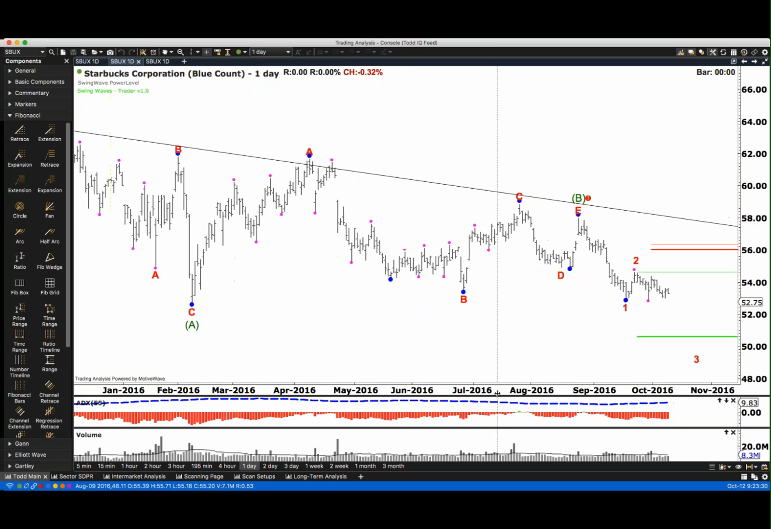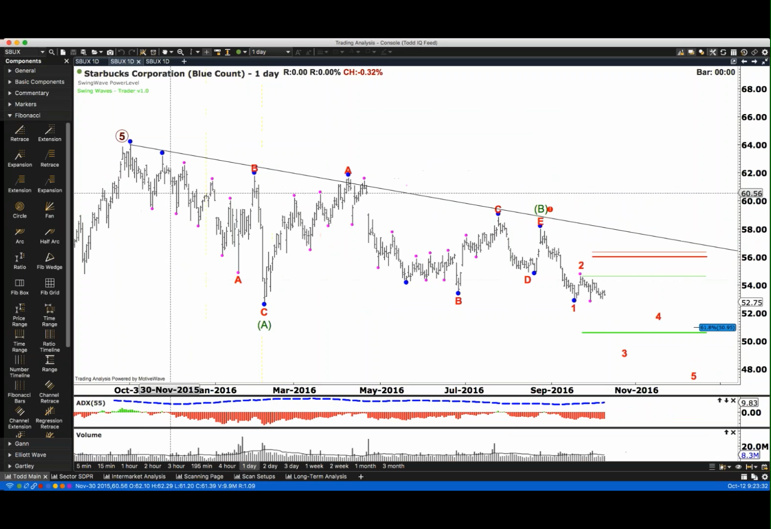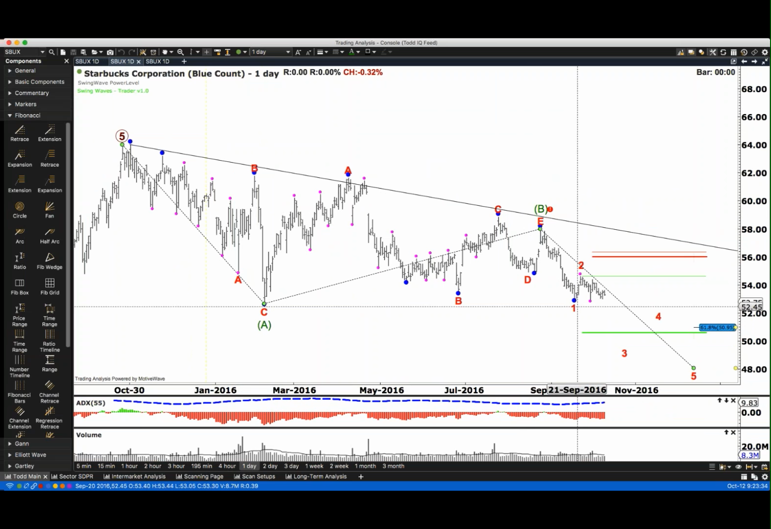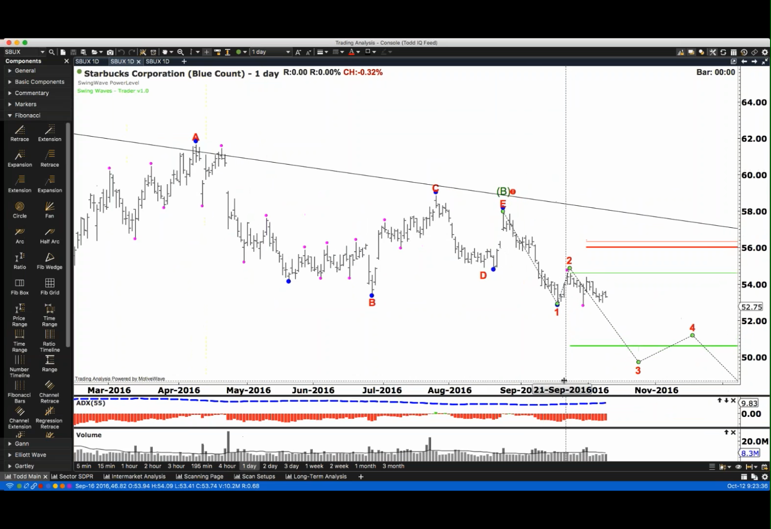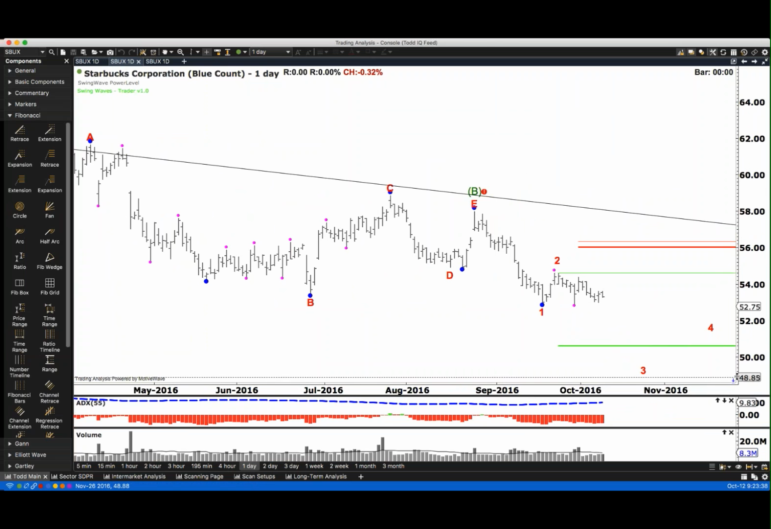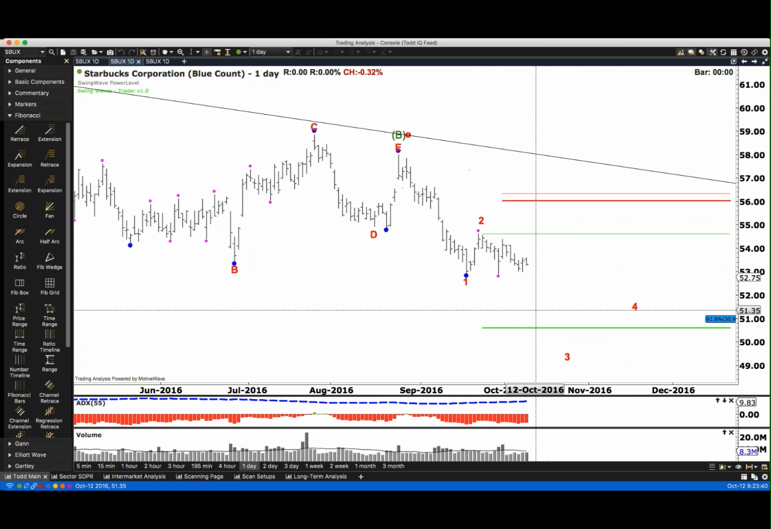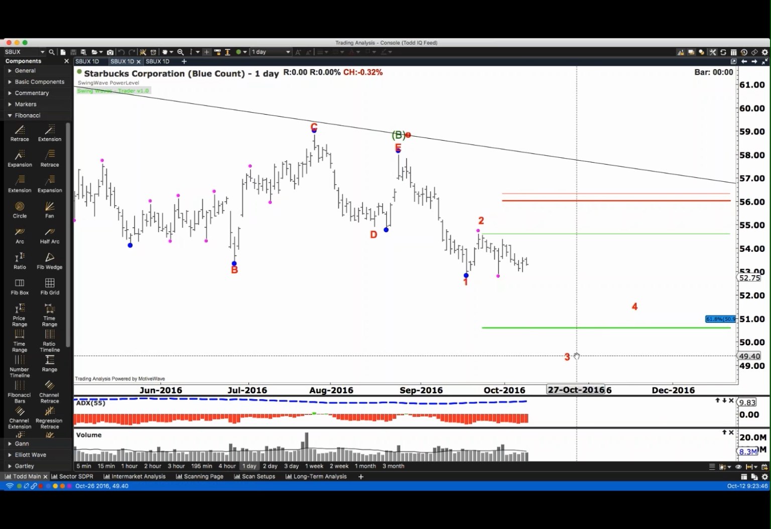There's Starbucks. Coming out of a triangle here, looks like a little bit of A, triangle B, and then trying to move down here in wave 3. Starbucks is just hanging on by a thread around this 52 mark. So it looks like we're going to try to get down and tag the major power wave sell level using the 200 period look back right there.